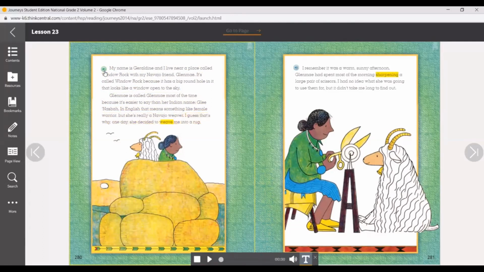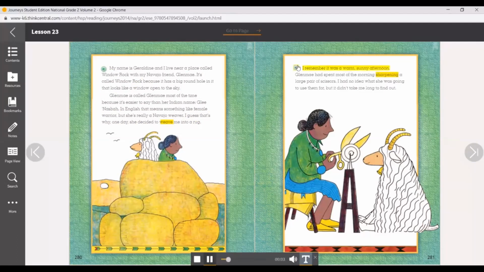Boys and girls, your first question is, which character is Geraldine? And then what clues in the story help you know that? So which one of these characters do you think is Geraldine on the page? If you picked she is the goat, you are correct. The illustration shows two characters, a goat and a woman. Geraldine says she lives with her Navajo friend. So Geraldine is the goat.